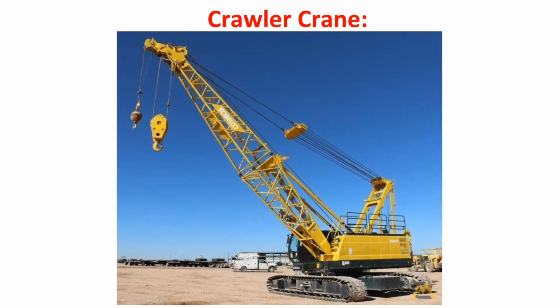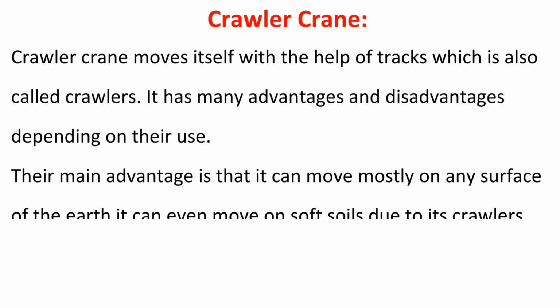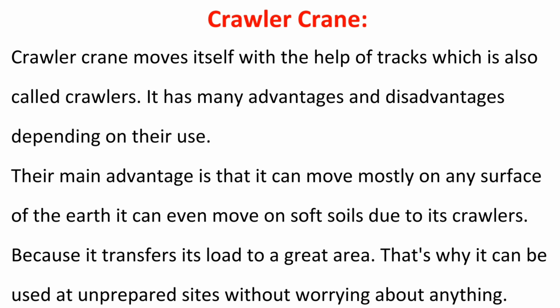Crawler crane. Crawler crane moves itself with the help of tracks, which is also called crawlers. It has many advantages and disadvantages depending on their use. Their main advantage is that it can move mostly on any surface of the earth. It can even move on soft soils due to its crawlers, because it transfers its load to a great area. That's why it can be used at unprepared sites without worrying about anything.